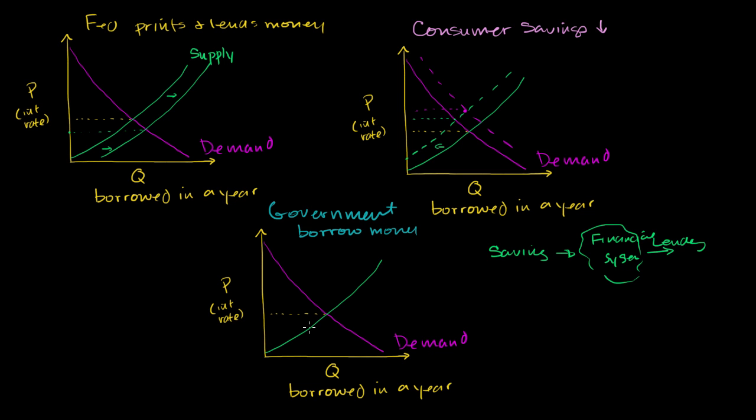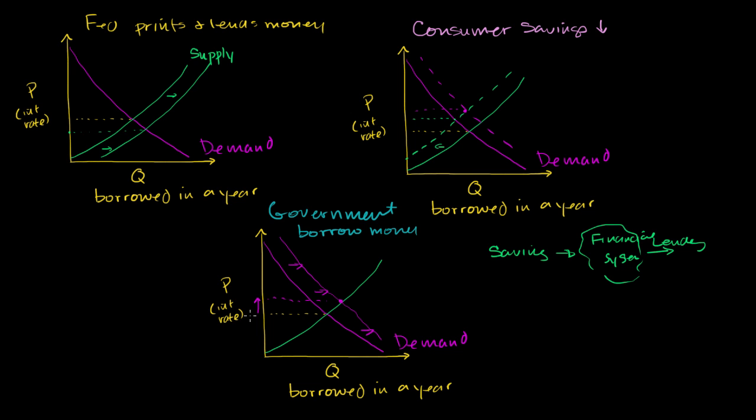So here our supply isn't changing. I'm assuming that the central bank isn't changing its policies, how much it's printing, and savings rates aren't changing. But the demand is going to go up. The government is borrowing more money than it was already doing. So at any given price, the demand for money is going to increase. We're going to shift to the right, and our new equilibrium interest rate, remember the rental price of money, is going to go up.